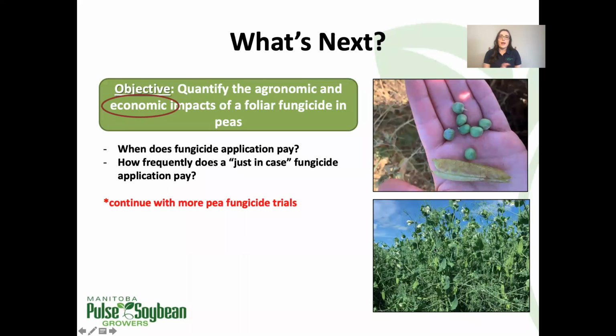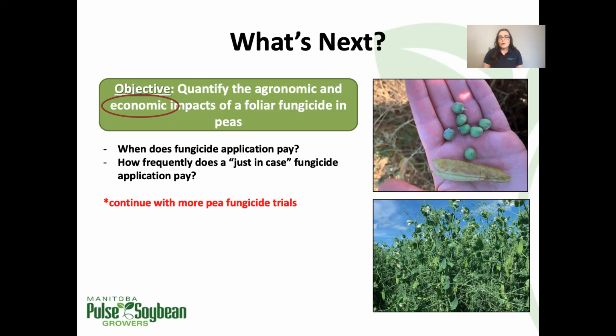And then in terms of economics, we're obviously very aware of the benefit that fungicide application can have on disease pressure when disease is present. But what about the economic benefit versus the cost? So when does that just-in-case application of fungicide that we might put on, just in case disease pressure develops, because we can't predict the weather, how frequently does that application actually pay? Is it a justified practice to put on that sort of insurance application of fungicide?